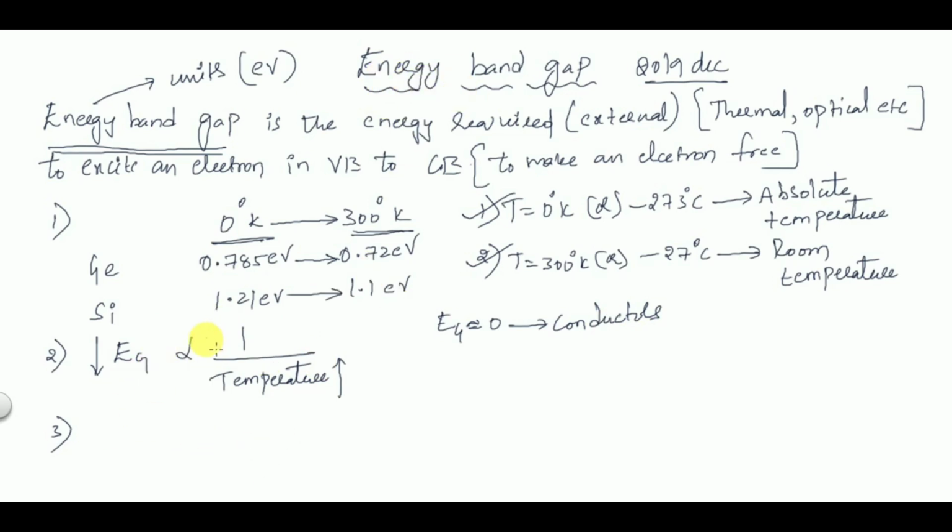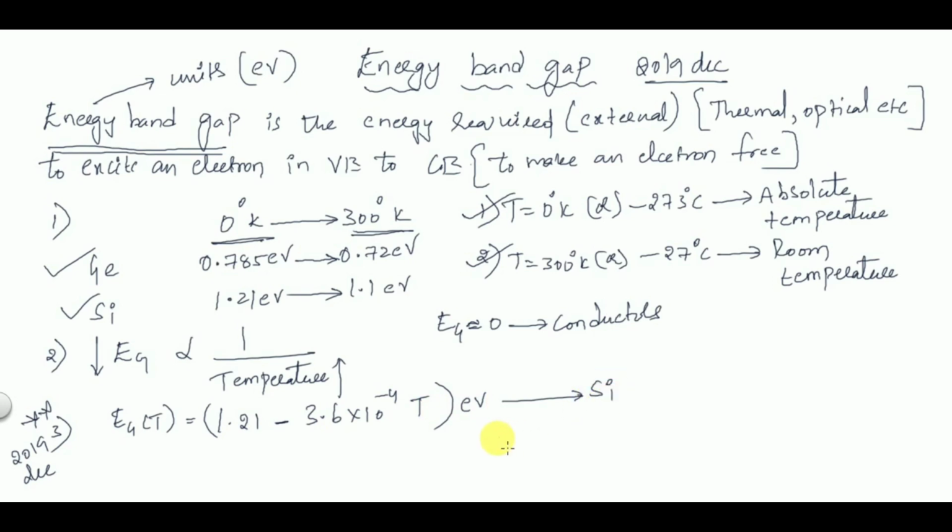Right, so what is the generalized formula? This is very important. This question was asked in the 2019 December exam and also in some other previous exam papers. So what is the generalized formula for germanium and silicon? Eg of T is equal to 1.21 minus 3.6 into 10 to the power of minus 4 T electron volt. This is the generalized formula in the case of silicon.